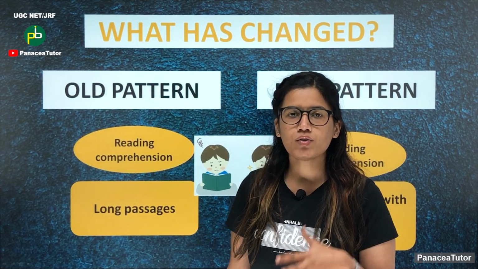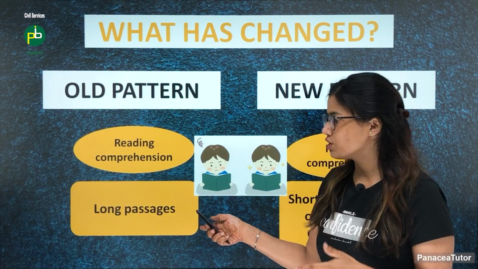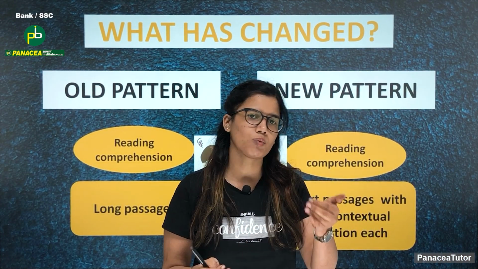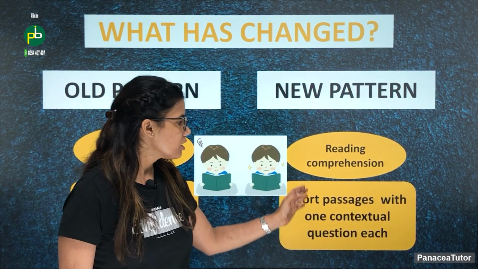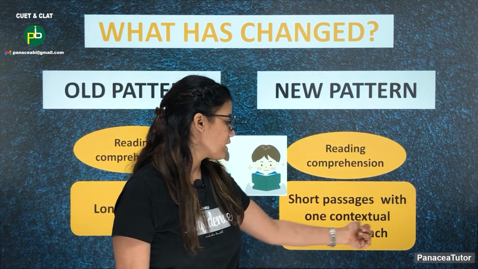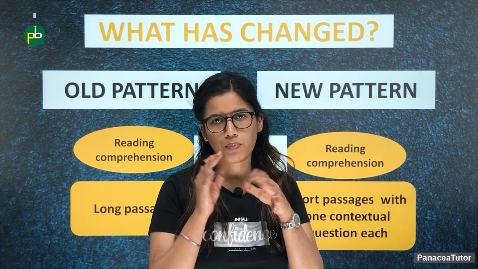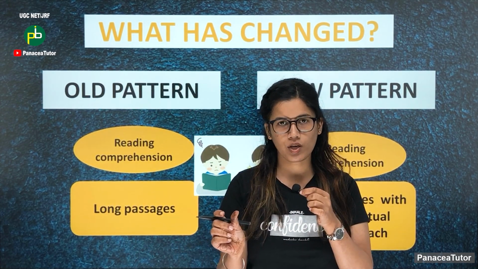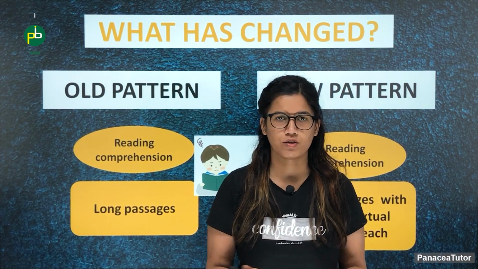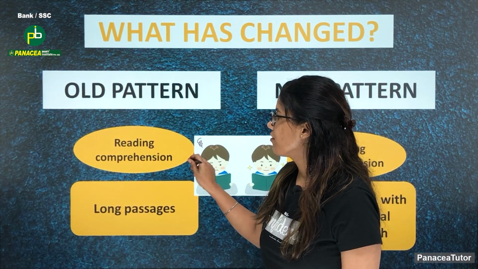And if we talk about the reading section, earlier there were long passages with 4 to 5 questions with each passage, but now the passages are going to be short with 1 conceptual question each. That means the passages are going to be short with 1 question. Earlier it was lengthy passages with more questions. Okay, let's see what we have next.